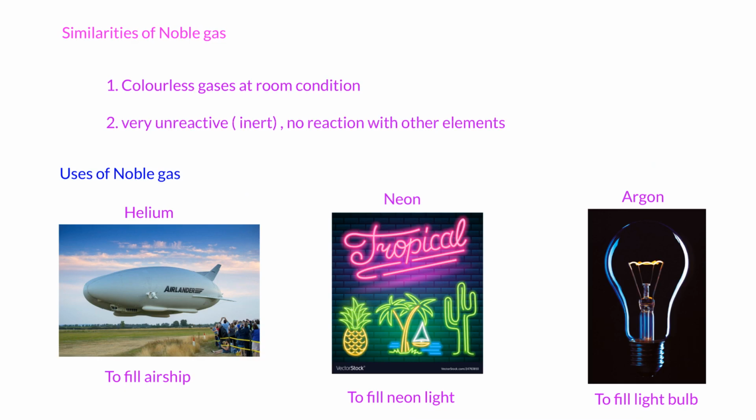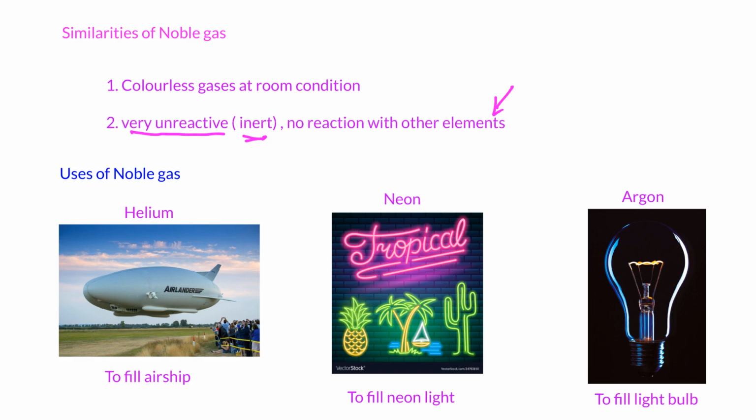And for similarities of the noble gases, all of them are colorless gases at room conditions, and they are called noble gases because they act like nobles. They are very unreactive. Sometimes we call that inert. They're not reactive at all. They have no reaction with other elements. Strictly speaking, this is not absolutely correct because some of the lower members of the noble gases may react with others. But at your level, just consider that there is no reaction with other elements.